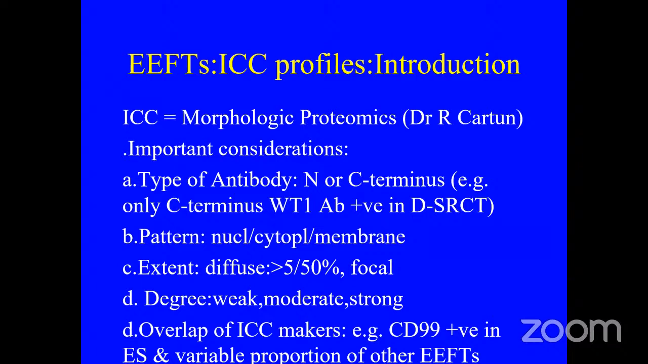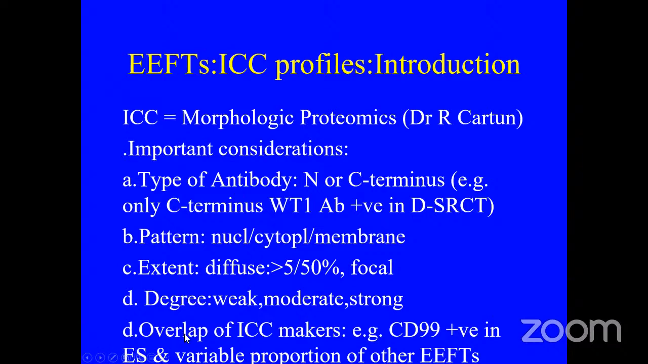The first one is the type of antibody that you are dealing with, and I have given the different types of details of these considerations. For example, in desmoplastic small round cell tumor, you have to have a C-terminus antibody. In other tumors, you have the N-terminus antibody for WT1. Second consideration is the pattern: nuclear staining, cytoplasmic staining, membranous staining. And then the extent of staining, diffuse or focal, the degree of staining, weak, moderate, or strong. So it's not just plus minus, but all these considerations are to be taken when you review the slides of an ICC stain.